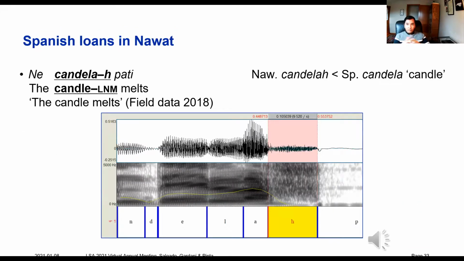So here's an example from our fieldwork. This is the phrase "ne candela pati," the candle melts. And here we can see the loan candela from Spanish candela, candle. So we can see that this is a faithful loanword because it retains the velar voiced stop, which is not native to the Nahuat phonemic inventory. But you can see, highlighted in Praat, that at the end of the word, you can see some frication noise that is characteristic of this glottal fricative.